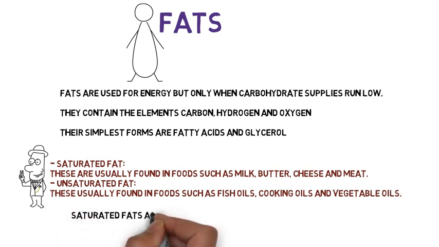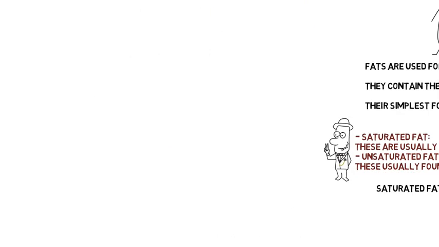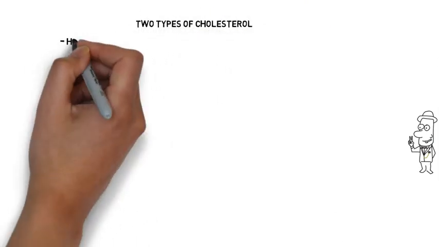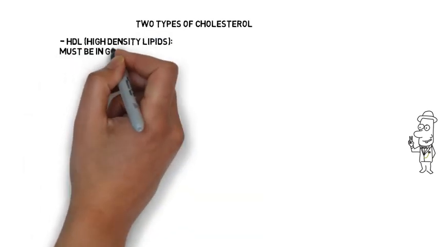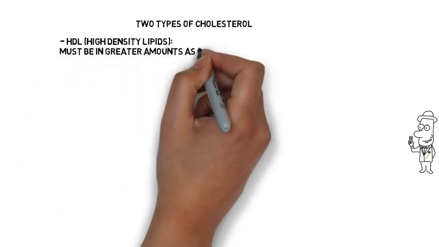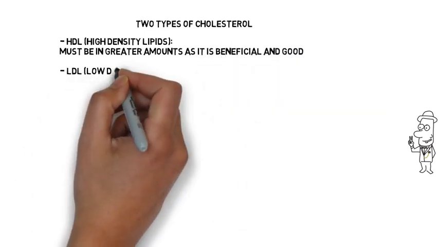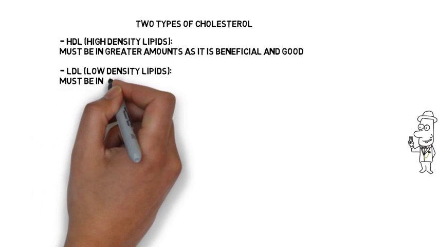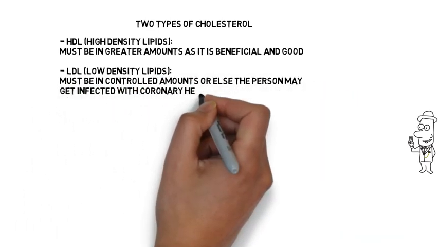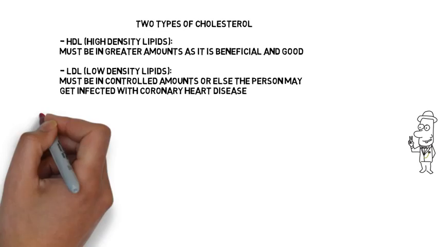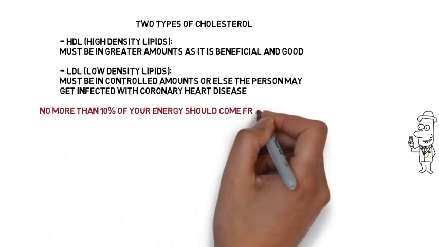Saturated fats are converted to cholesterol by the liver. There are two types of cholesterol. HDL, high-density lipids, must be in greater amounts as it is beneficial and good. And LDL, low-density lipids, must be in controlled amounts or else the person may get coronary heart disease. For this reason, no more than 10% of your energy should come from eating saturated fats.